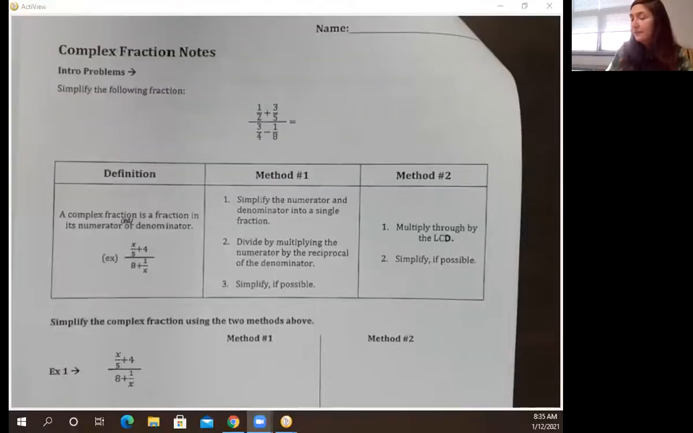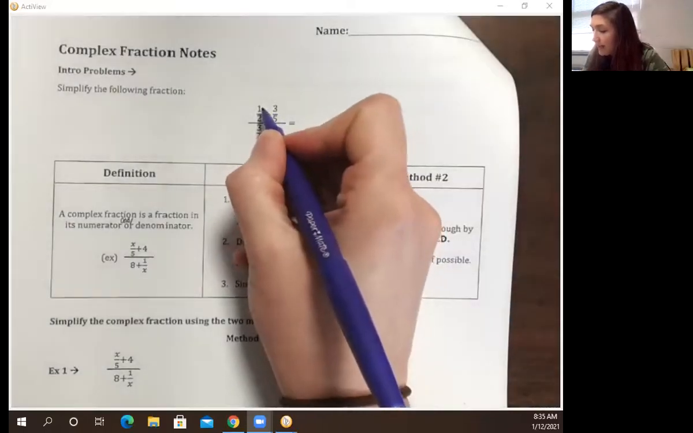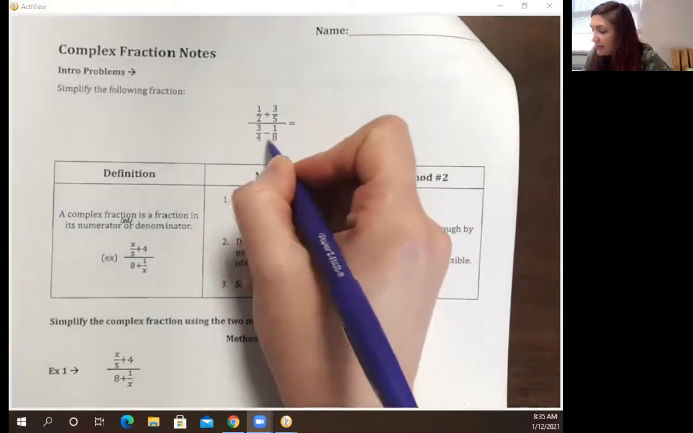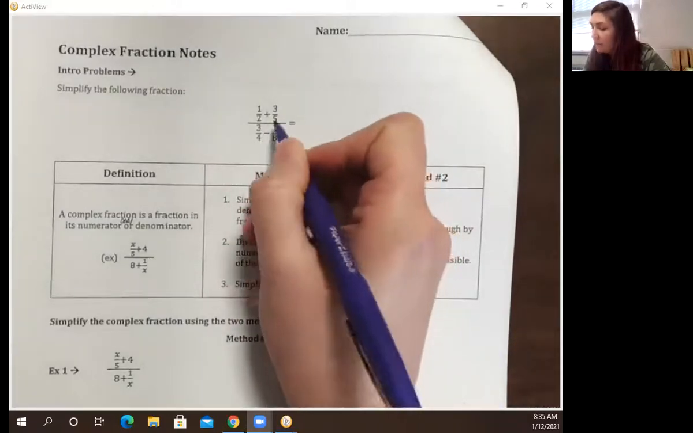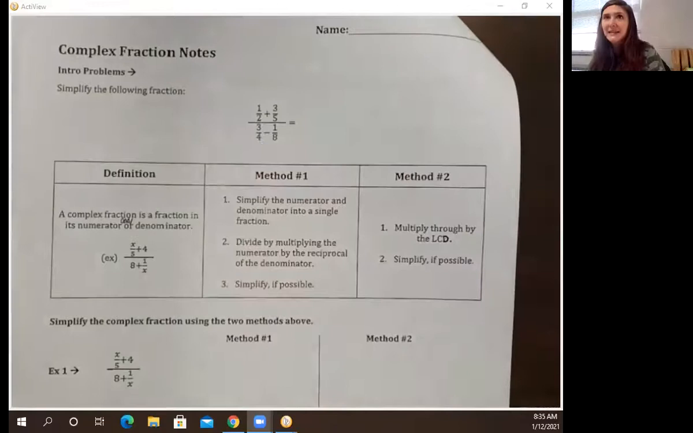Good morning, guys. Today we are going to take a look at something called complex fractions. When we talk about complex fractions, the big idea is that we have a fraction in the numerator and a fraction in the denominator, or some combination of a whole number and a fraction. The big idea is there's a fraction within part of a fraction.